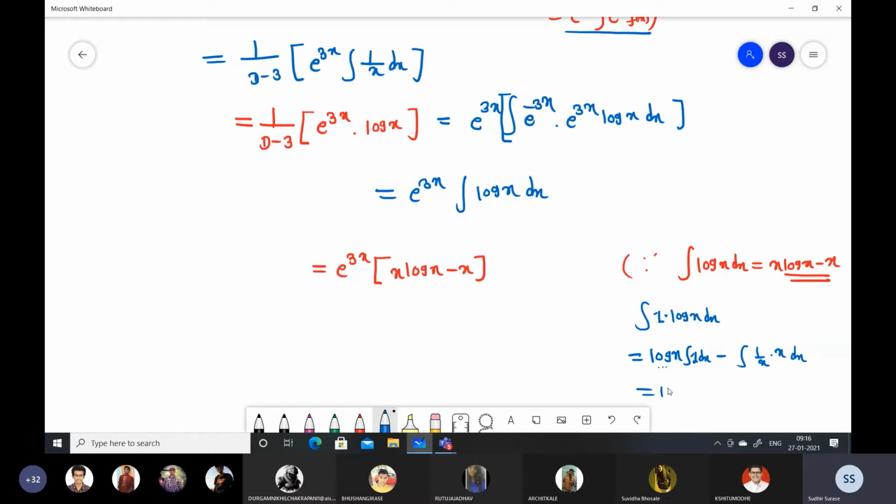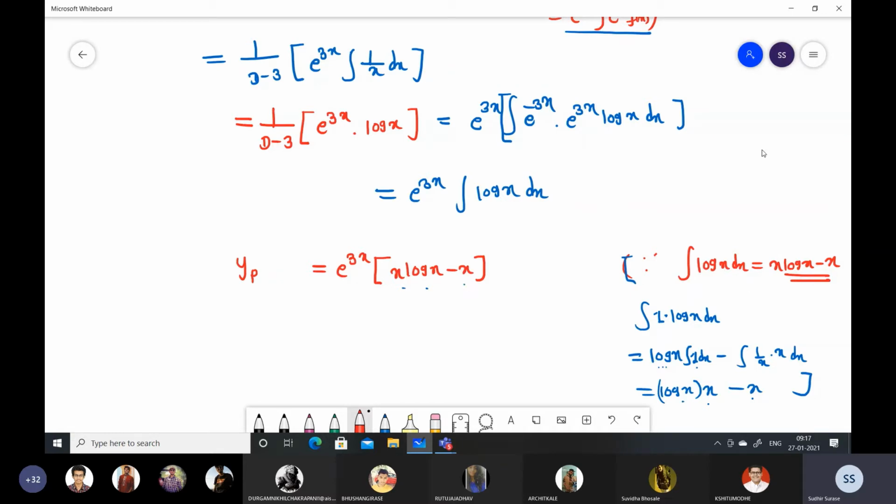And so this is log x, integration of 1 is x, and these x's get cancelled. Again, integration of 1 will be x. So we can see it is x log x minus x. So x log x minus x. So this is the proof, if you don't remember the formula. And so here we got the particular integral yp. yp is equal to e to the power 3x times (x log x minus x).